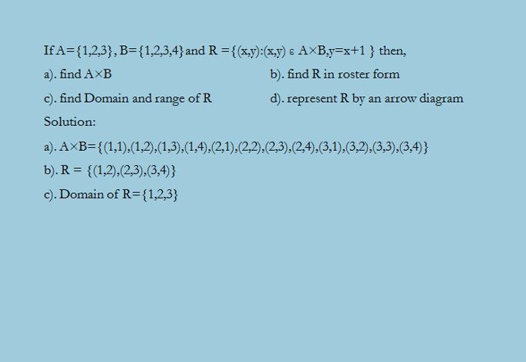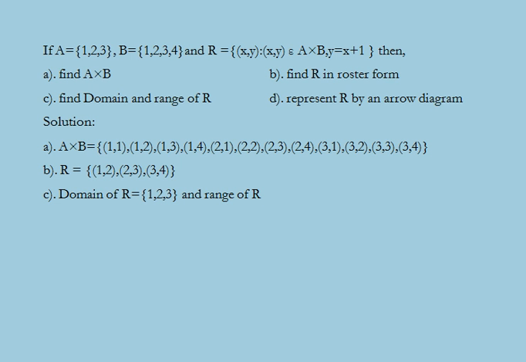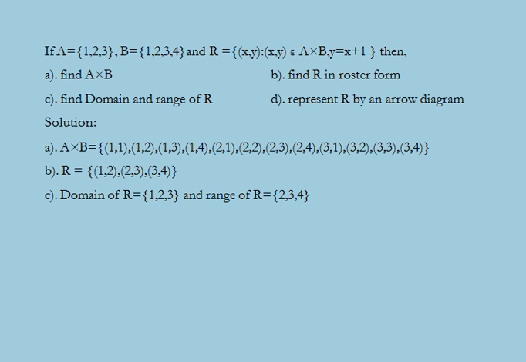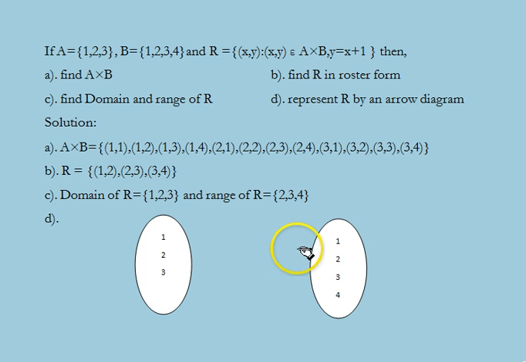Next, we are going to find the range of relation R, which is equal to {y, where y belongs to B and (x, y) belongs to relation R for some x belonging to A}. Thus, we have the range of R as {2, 3, 4}. Next, we are required to express relation R in the form of an arrow diagram. For this, let us consider set A and set B as represented in this form.